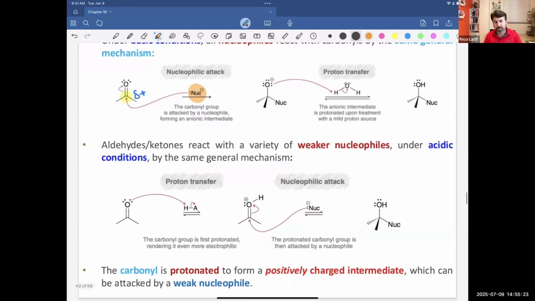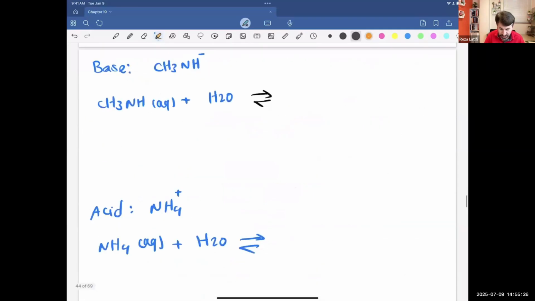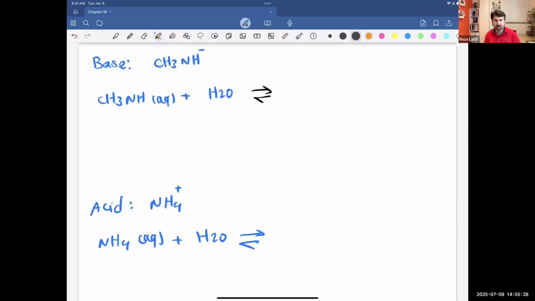Before I go through the mechanism, I want to remind you of a couple of things about acidic and basic conditions. Imagine you have a base like CH3NH with a negative charge that's going to react with water. Because it has a negative charge, it will take H plus from water, and it will turn to CH3NH2. Then N will have 2 hydrogens, and the charge will be neutral. And the other product will be OH with a negative charge.